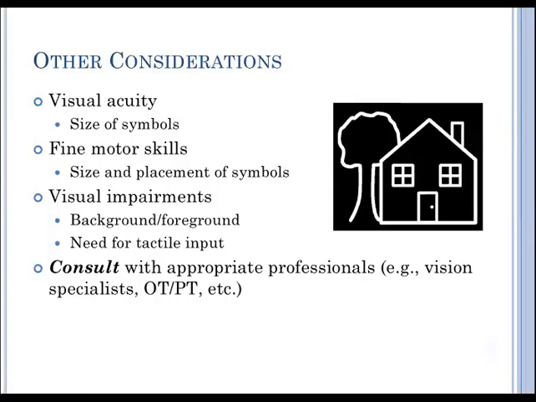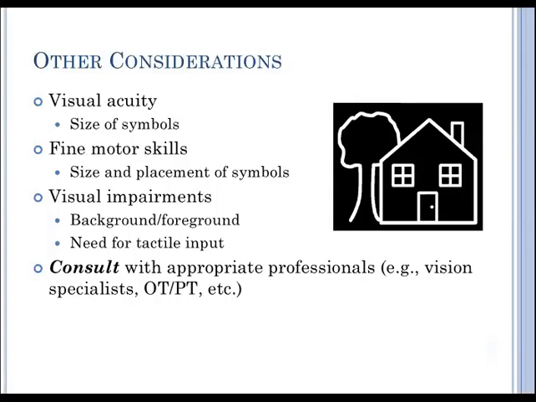And then other things in relation to visual impairments that you might need to consider have to do with stuff like background and foreground. So you see the picture on your slide right now has a black background with white lines. That's sometimes easier for students with visual impairment to see, or black background with yellow line. Or they might need some tactile input. So you need to think about those kinds of things too.